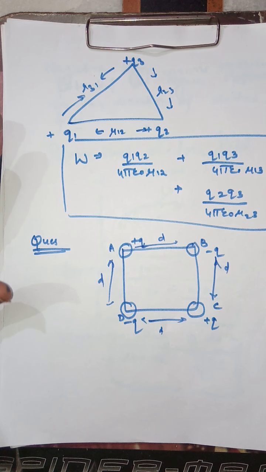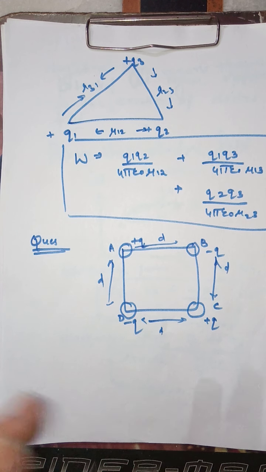So the question is understood: we have a square ABCD and four charges are placed at the corners of this square such that the side of the square is equal to d. Now what is the work done to form this arrangement?